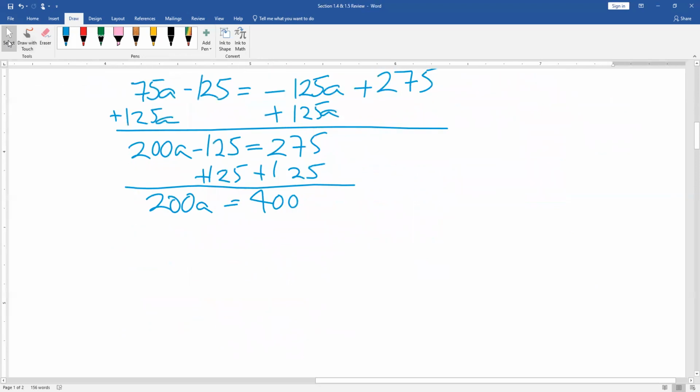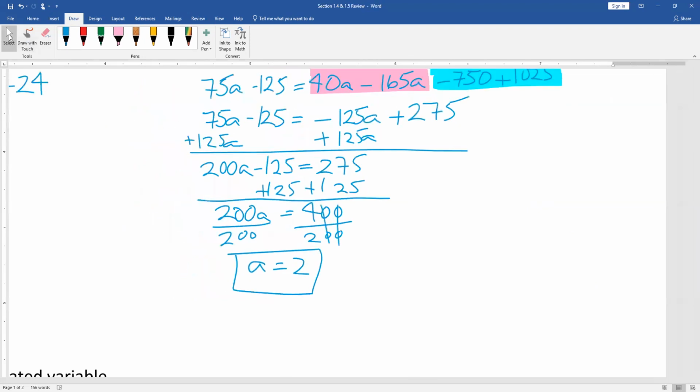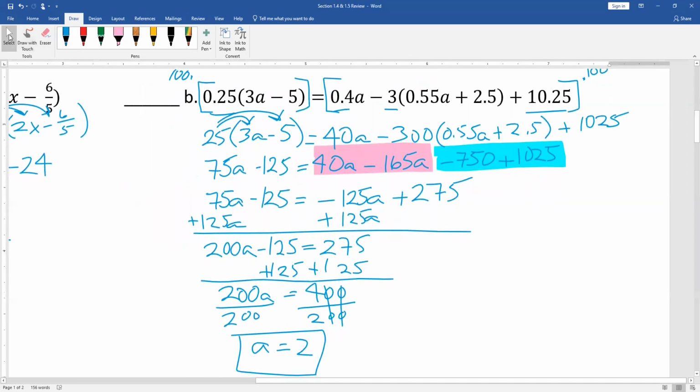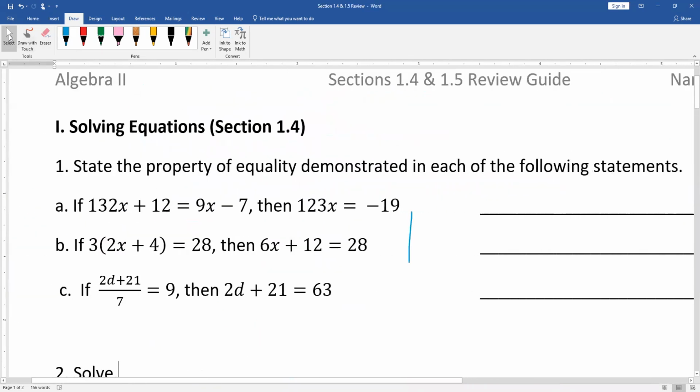So hopefully at this point, it looks pretty easy, pretty simple what your answer is. Divide both sides by 200, those cancel each other out, and a equals 2. All right, so that's our similar problem, but with decimals instead of fractions. Okay, so now back to the beginning.